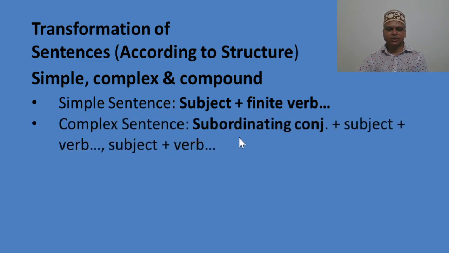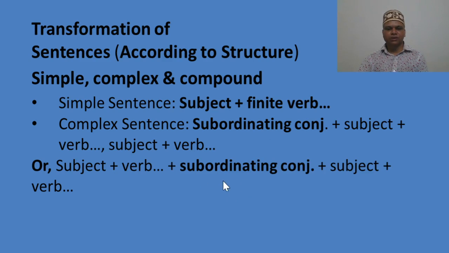Complex sentence. A complex sentence contains a subordinating conjunction at the beginning of a sentence or at the middle of a sentence. So the sentence which contains two clauses, one is dependent and another is independent. The dependent clause contains a subordinating conjunction.